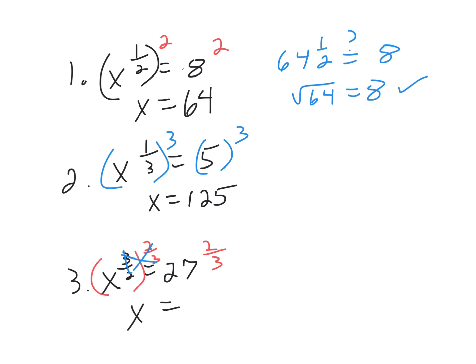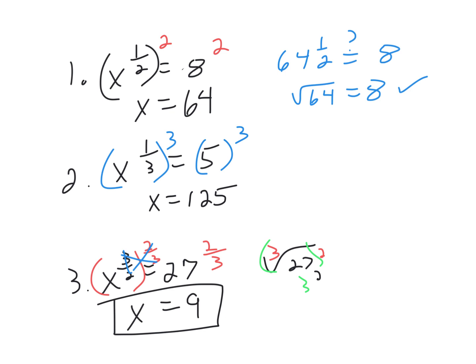Now, you can work that out on your calculator, but you also know that it's equal to the cube root of 27, squared. Well, you can do that a couple ways. You could do the cube root of 27 first, which is 3. And then 3 squared is 9. So you know x equals 9.